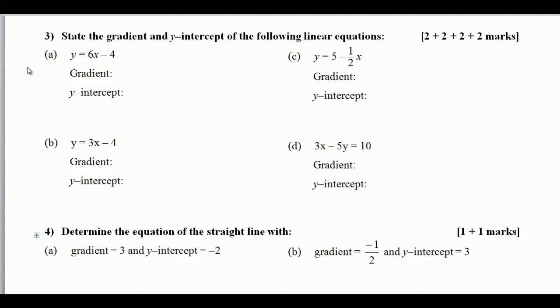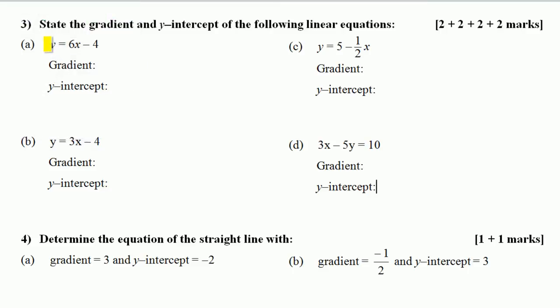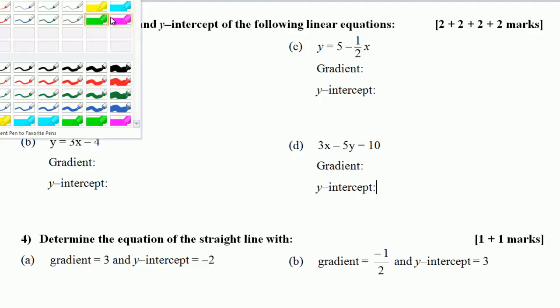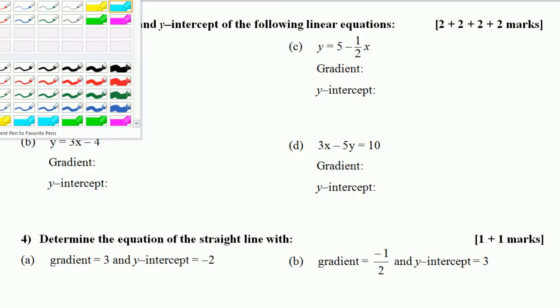Okay, so in question 3 and 4, we're looking at the gradient and y-intercept of some lines and the equation of that line. So the equation of the line should look like, I'll highlight this, y equals, then a number in front of x, so in this case 6, and then a number that's not in front of x, so the other number. So in this case it'll be the minus 4. Okay, so that's how it should look. That's how every equation should hopefully look.